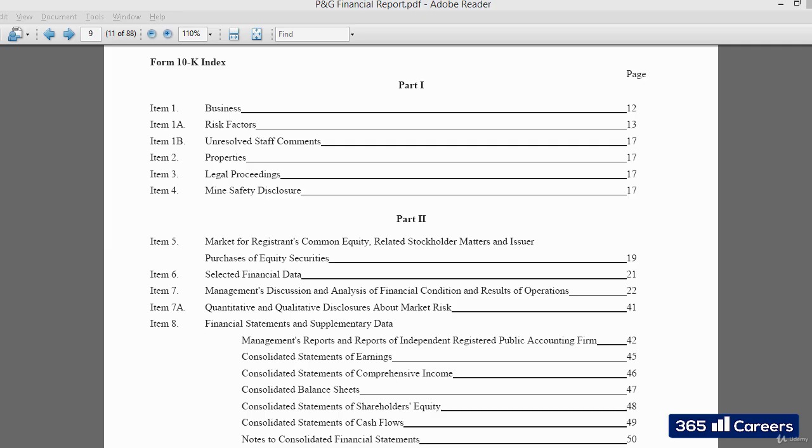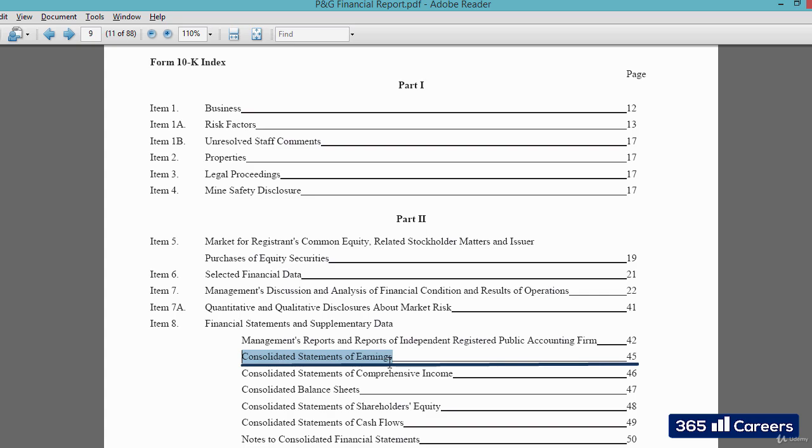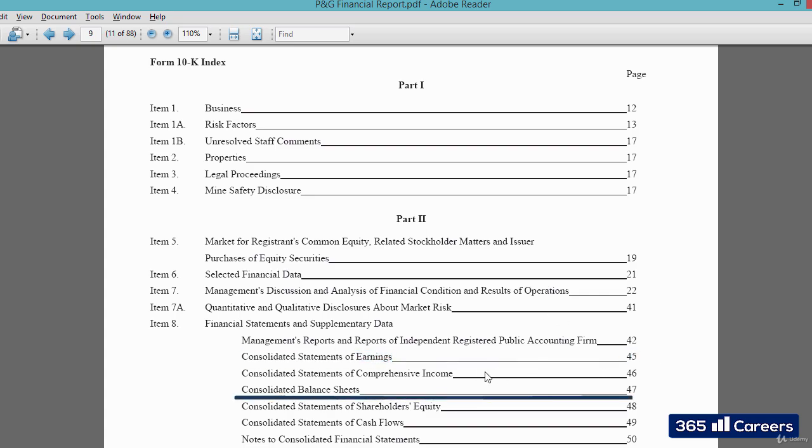Okay, let's get started with trying to analyze P&G's financials, or at least its income statement and balance sheet. This is the index of the report, which will allow us to find the information that we need much faster. According to the index, we will be able to find the company's statement of earnings, the income statement, on page 45, while its balance sheet is on page 47. Very well.